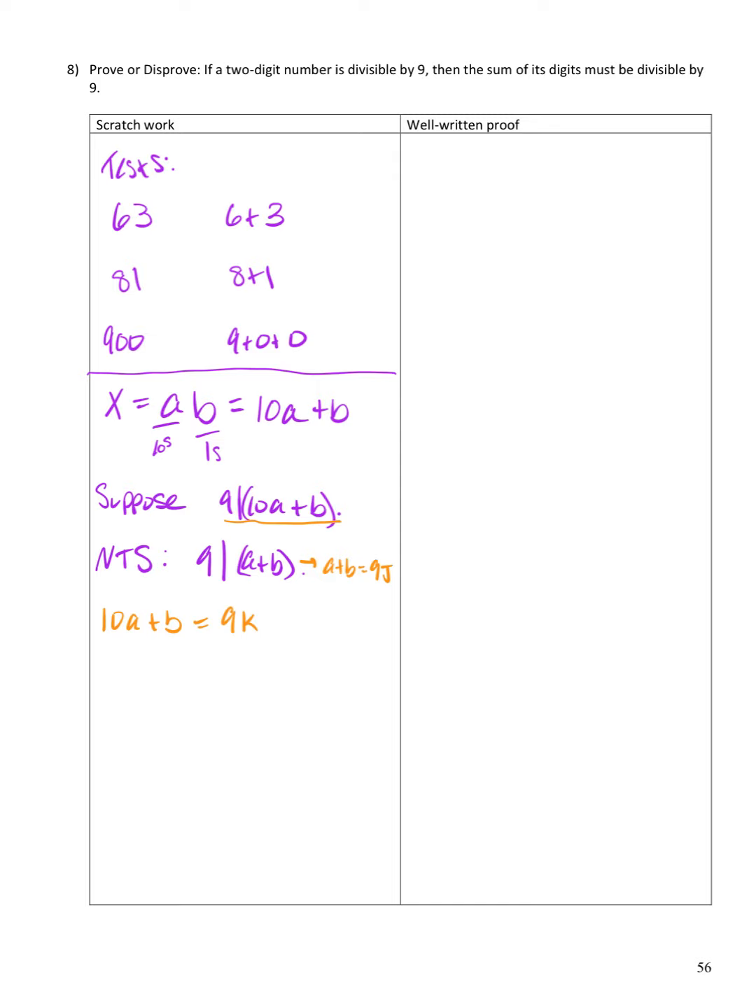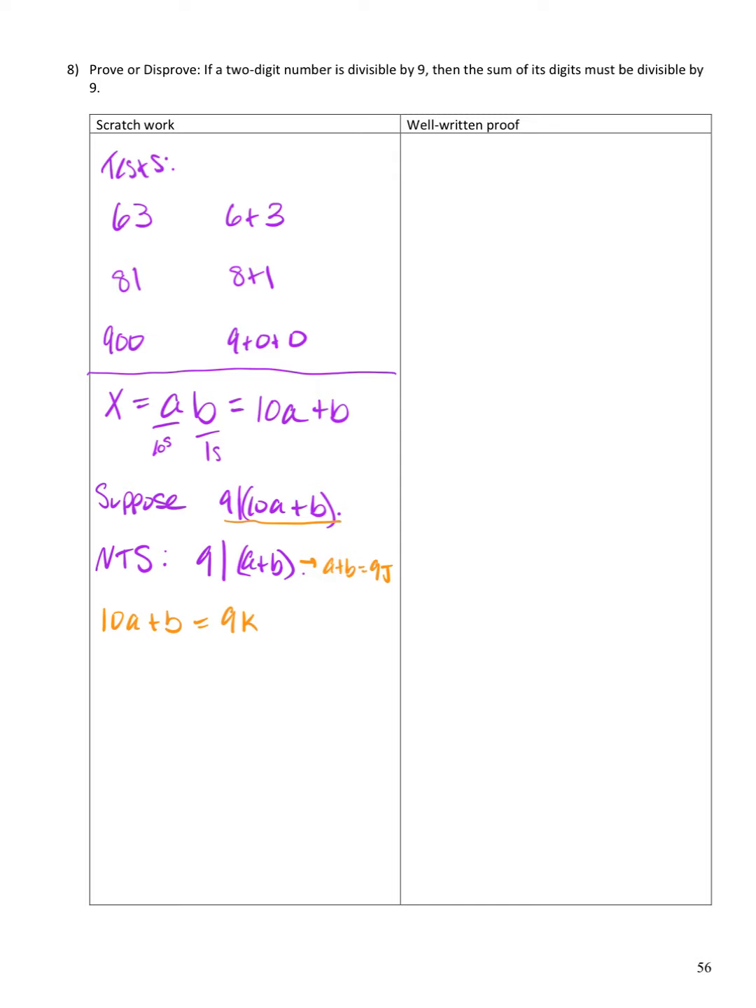Okay, so we've done a problem similar to this before where we have an equation that relates A and B. 10A plus B is 9K. I really only want A plus B to be 9 times an integer. Like I want the left side of this equation to just be A plus B. I have 10A plus B. I've got too many A's. So what can I do?